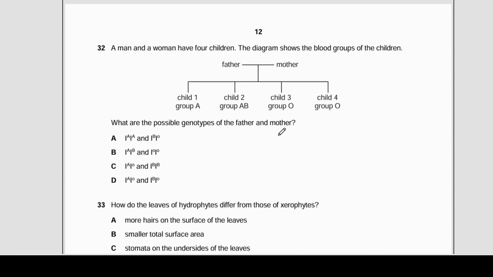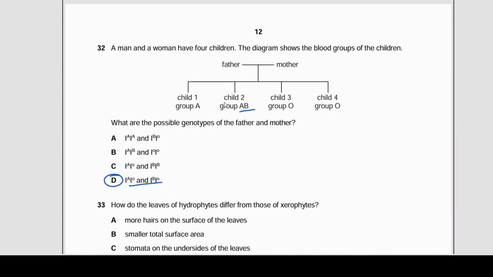Okay, a man and woman have 4 children. The diagram shows the blood group of the children. First has A, second has AB, third has O, and fourth also has O. It means the parents are... Whenever there is an O blood group child, it means the parents carry the O allele. Okay, so it's I^A I^O and I^B I^O. So this is the one, since one of the children has AB.